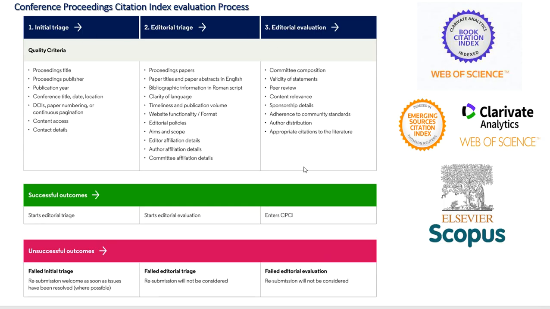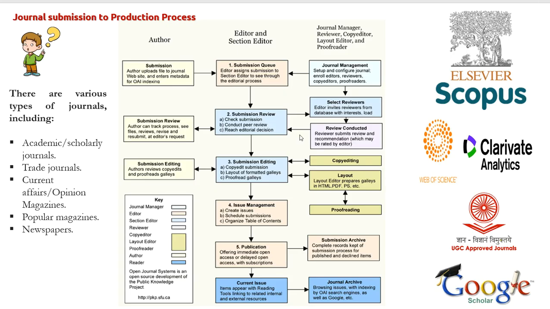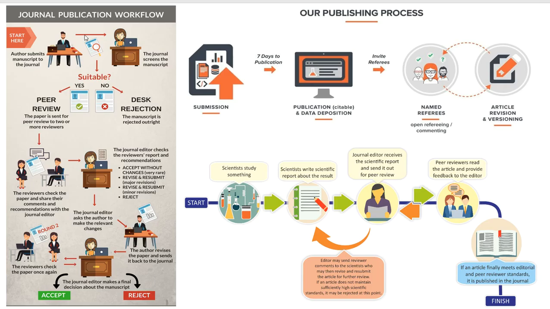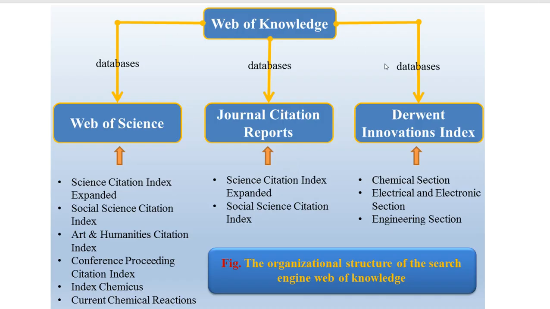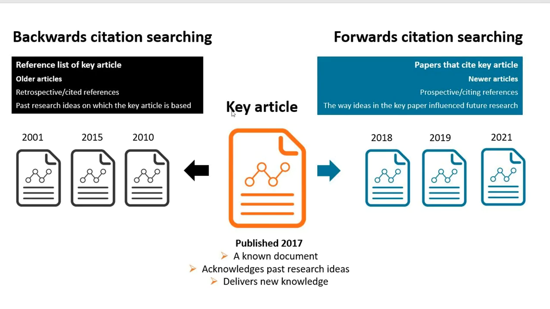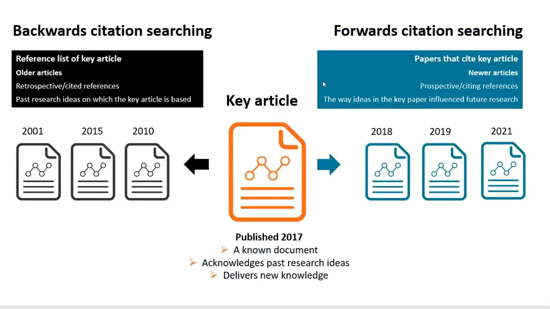Then what the indexing practices are, and what the publication timeline and general submission procedure are from author to journal archive. Then what the journal publication workflow is, which indexing databases are maintained, and what the key factors for citation of your published articles are. And the difference between review papers, PhD thesis, conference paper, and journal paper. Finally, thank you.